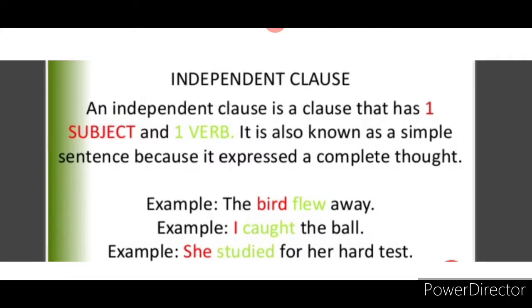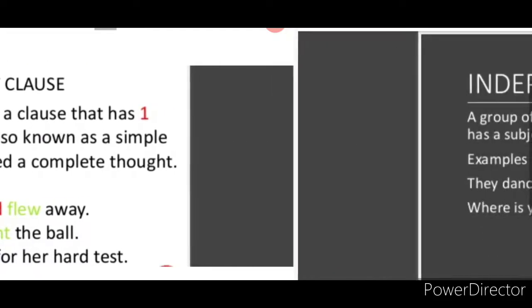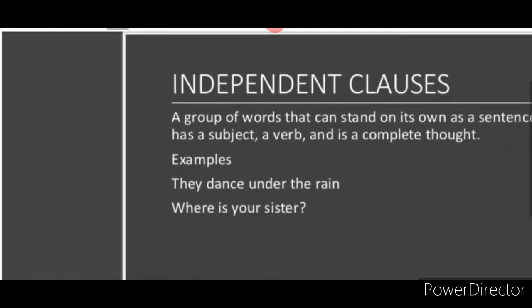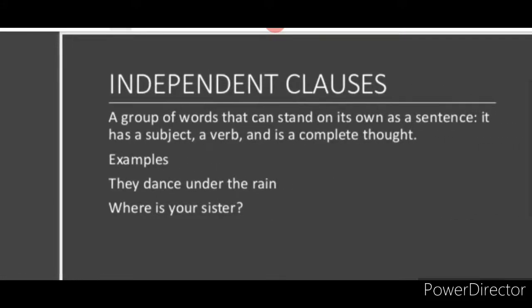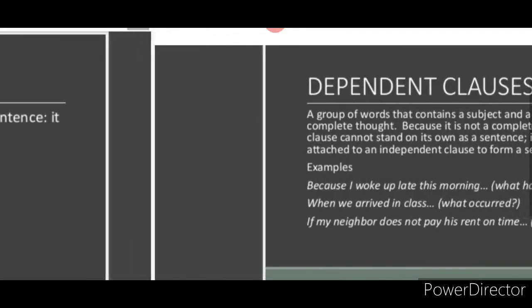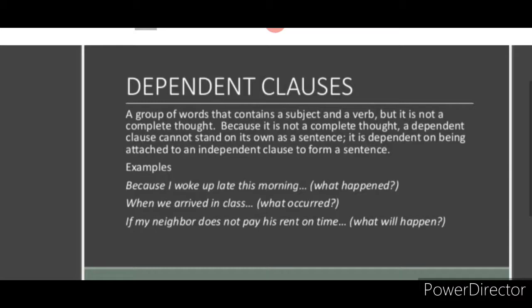Once again I will tell you, an independent clause is a group of words that can stand on its own as a sentence. It has a subject, a verb, and it will give you a complete thought. But in the case of a dependent clause, it has a subject and verb, but it will not give you a complete thought.